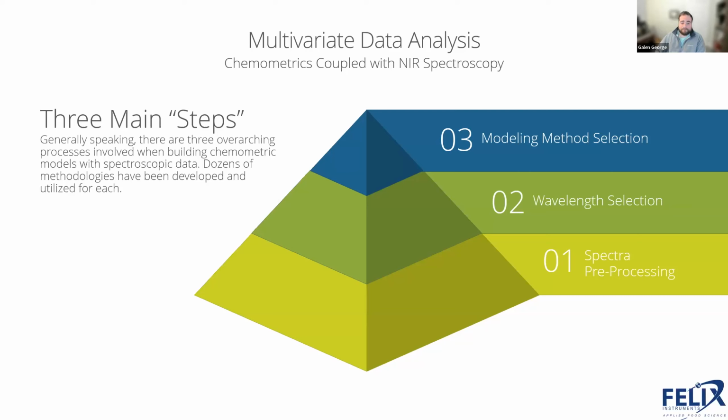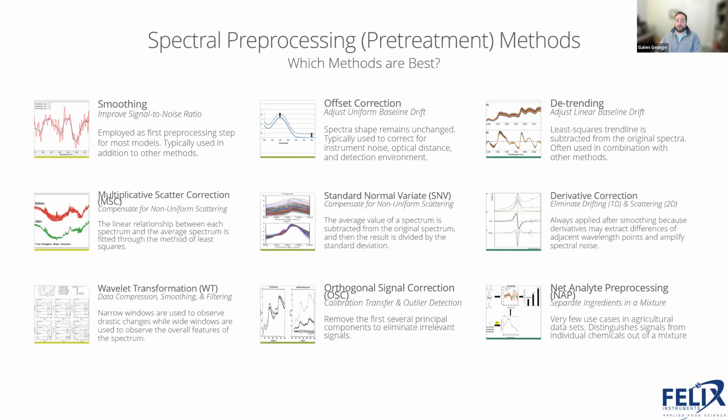In the pyramid that you just saw, we're going to build from the first step, which is the spectra pre-processing. Then we're going to build to the next step, which is our wavelength selection. And then our last step is choosing which model to use. I'll start by talking about a bunch of different pre-treatment or pre-processing methods.